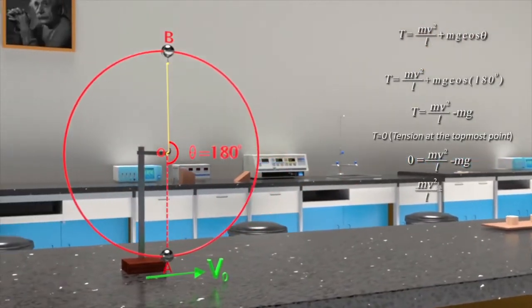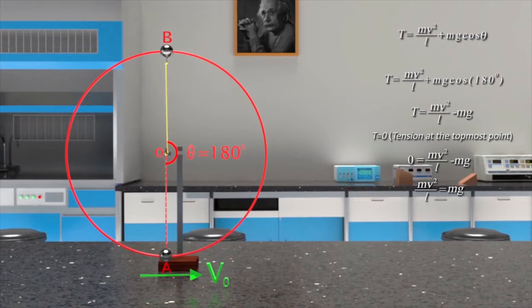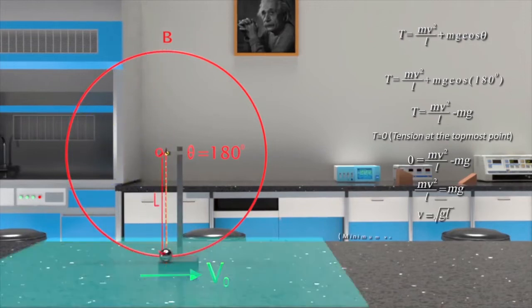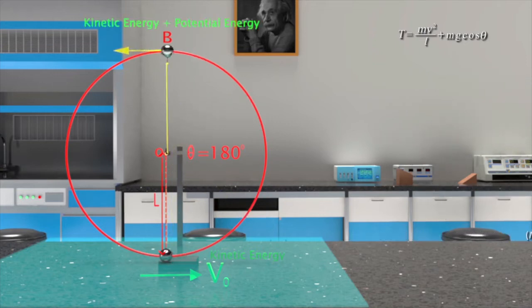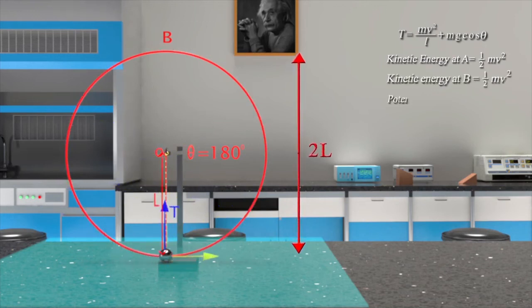Therefore, mv square by L equals mg, which gives v equals square root of gL. This is the minimum velocity the bob can have at the highest point. If we take the horizontal plane at the lowest point A as reference, the bob has only kinetic energy at A. At the highest point, the bob has kinetic as well as potential energy.